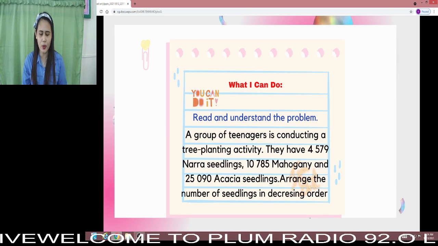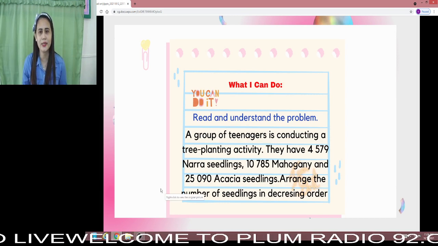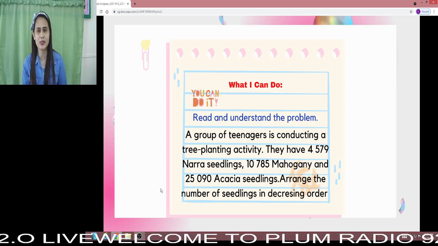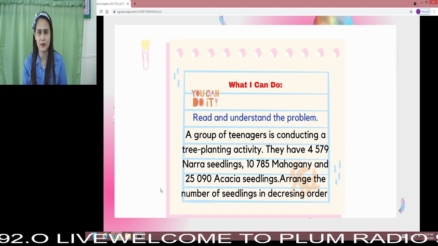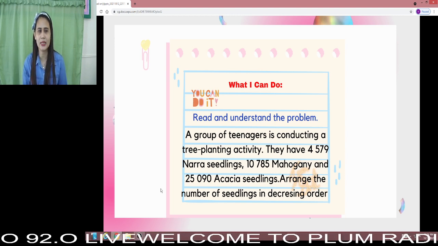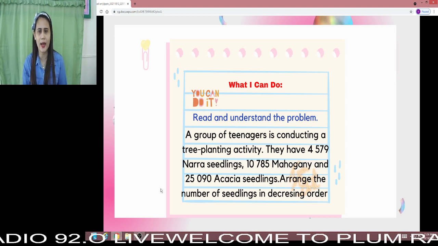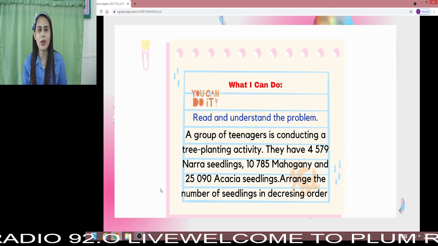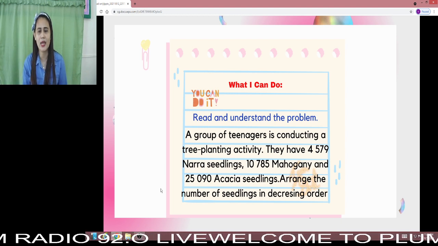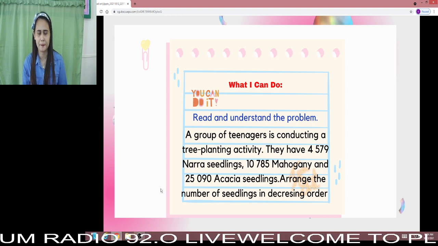Let us see if you are now ready to solve the problem. Read and understand the problem. A group of teenagers is conducting a tree planting activity. They have 4,579 Narra seedlings, 10,785 mahogany, and 25,090 acacia seedlings. Arrange the number of seedlings in decreasing order.